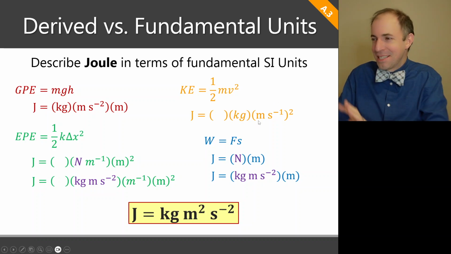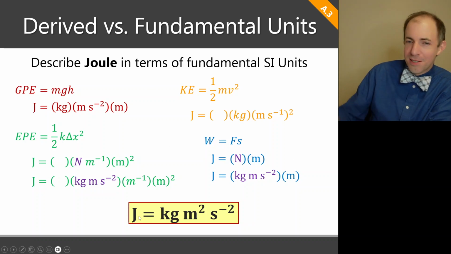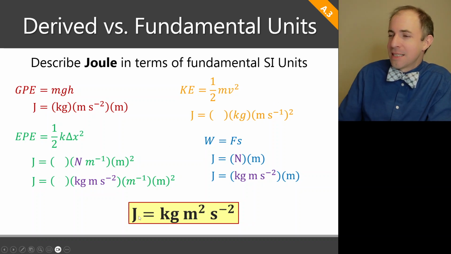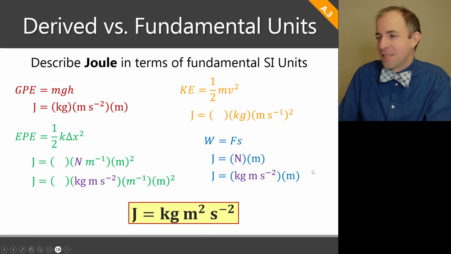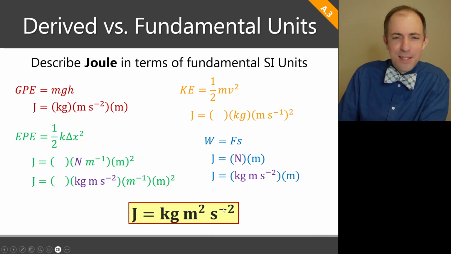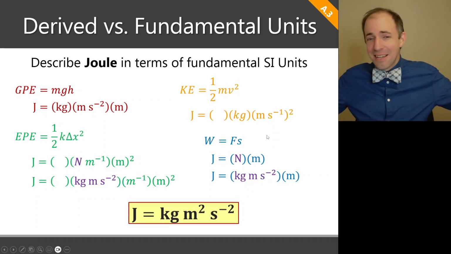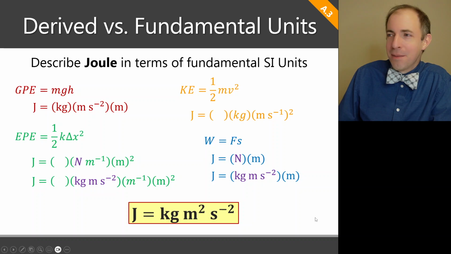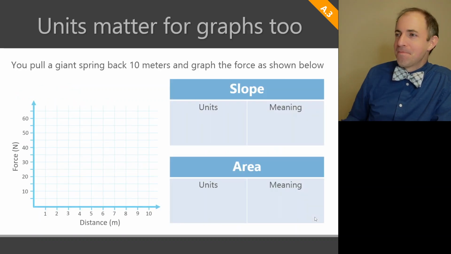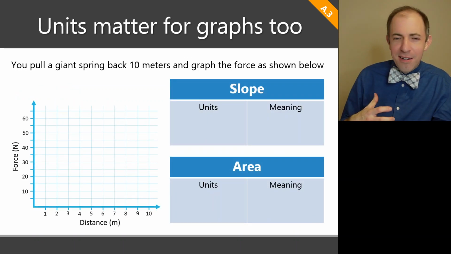And you can spend the time and look at each one. But joules in fundamental units is kilograms times meters squared per second squared, or kg m squared s to the minus 2. This is a good one to know, and it's really good to know where it comes from. And any of these equations will get you to that same list of fundamentals. Now, units matter on graphs too.